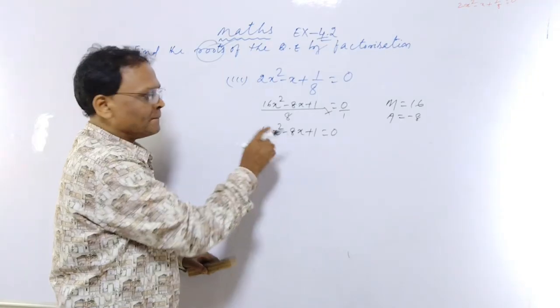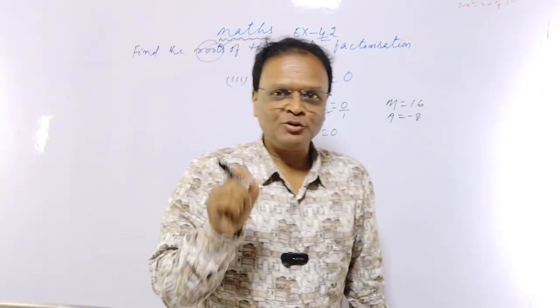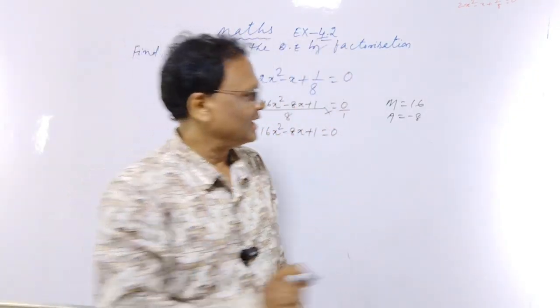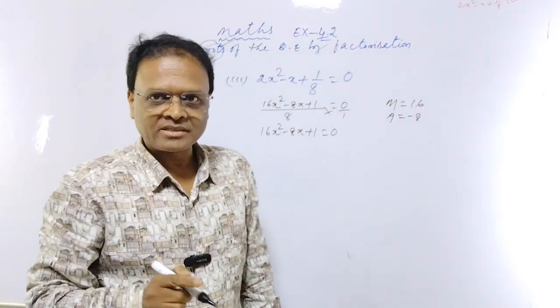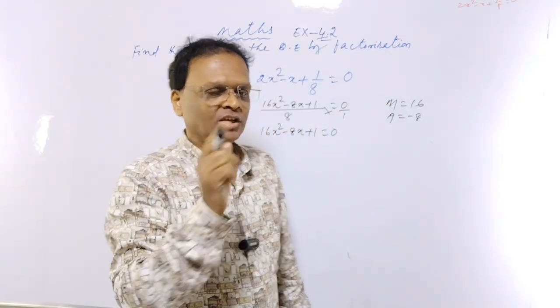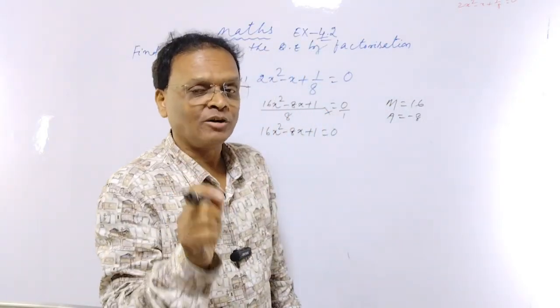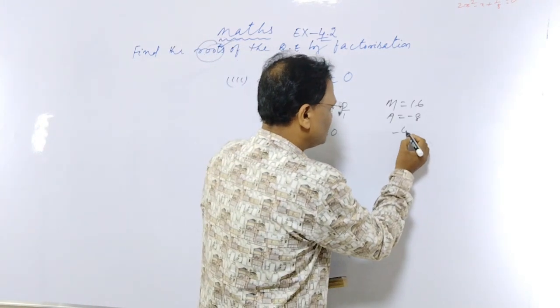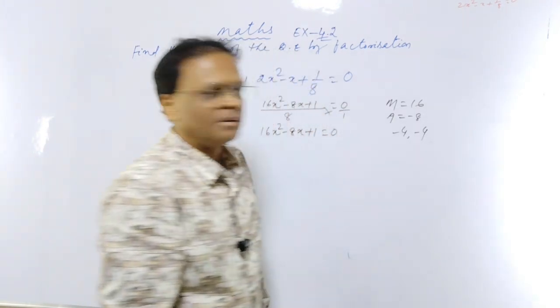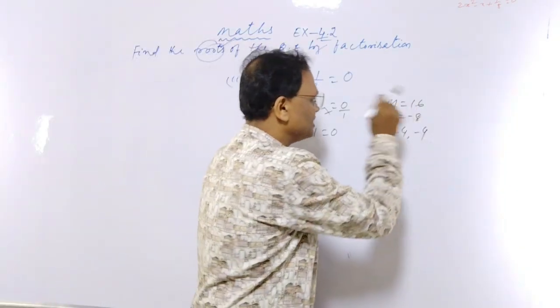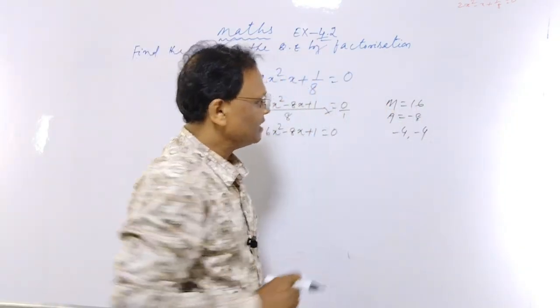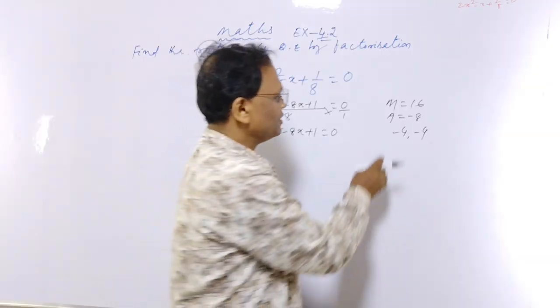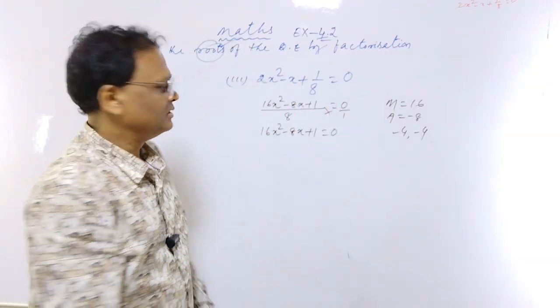This is the addition. Think of two numbers. If you multiply those two numbers, you get 16. But if you add those two numbers, you get minus 8. Got it? So these are the two numbers: minus 4 into minus 4 is plus 16, and minus 4 plus minus 4, your addition also becomes minus 8.